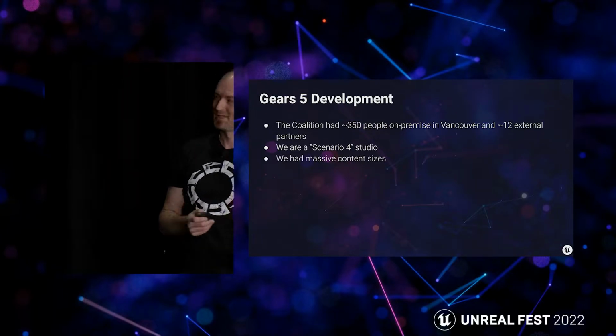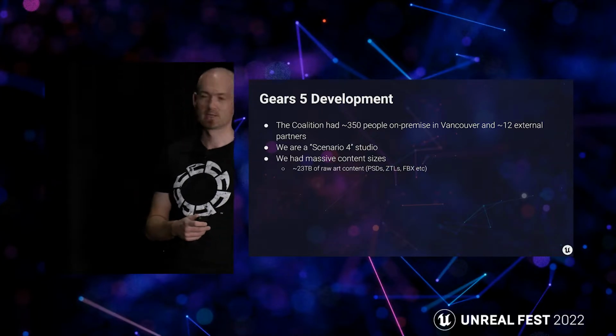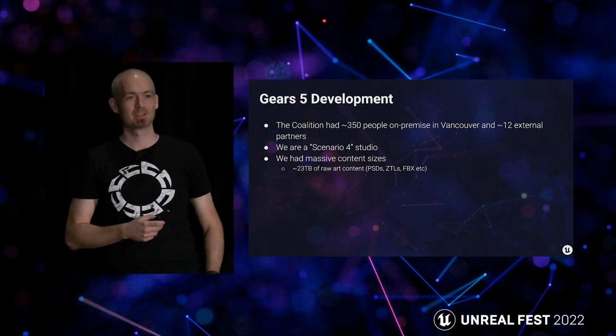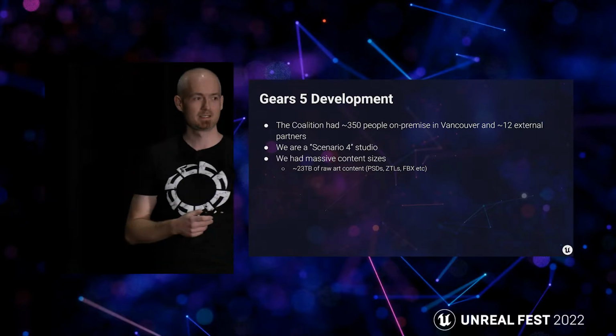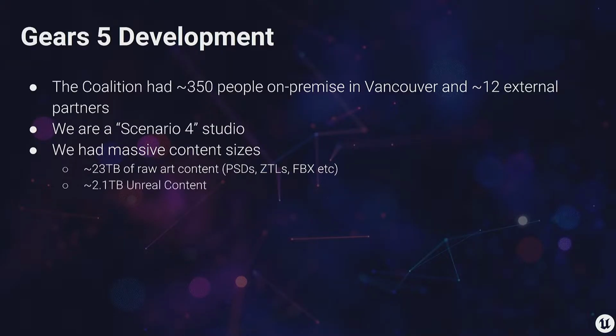We had massive content sizes. Going through some stats here, which are really interesting. We had roughly 23 terabytes of raw content per branch, which is kind of insane. We're talking things like PSDs, ZBrush files, FBXs, a lot of stuff that goes in there. Our content folder was about 2.1 terabytes on disk.